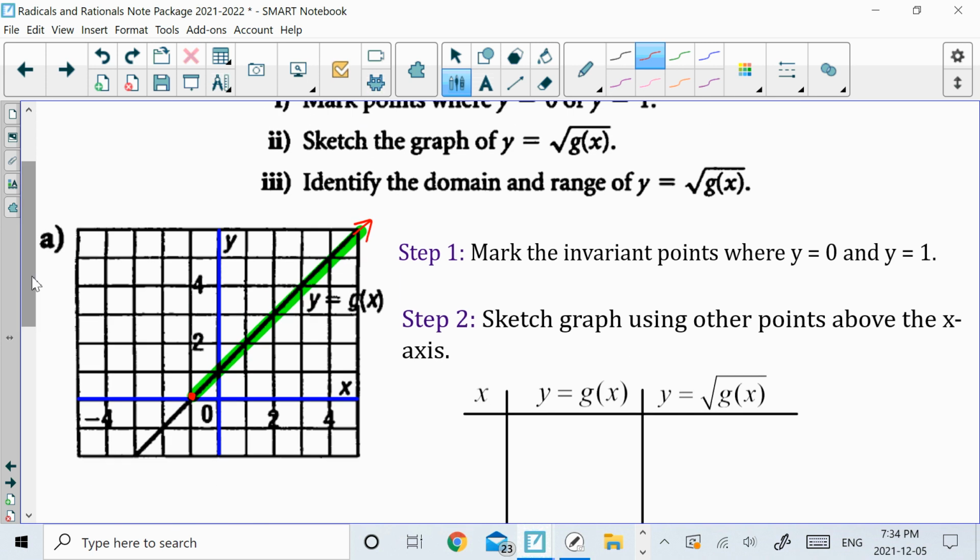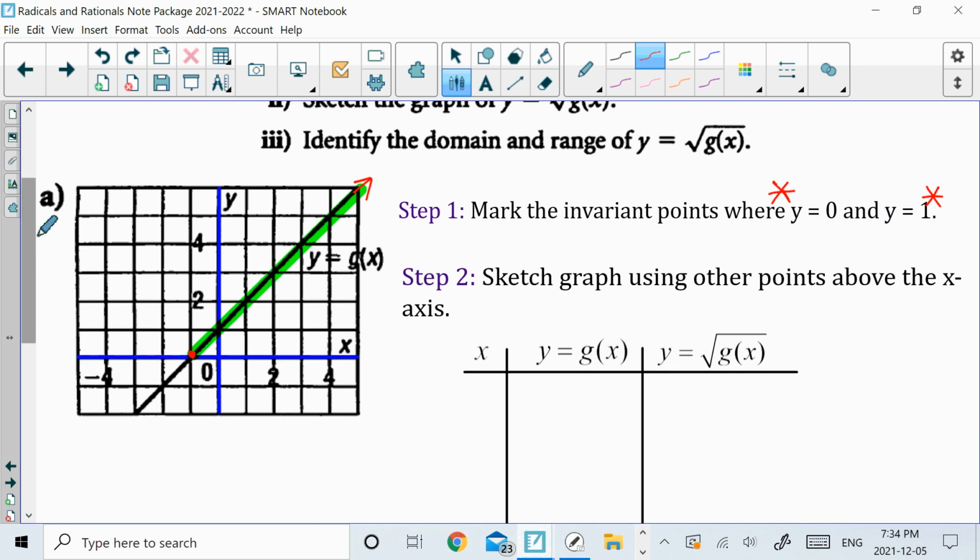Okay, let's sketch the radical graph now. So when we're sketching the radical graph, where you always want to start is at the invariant points. On radical functions, invariant points will always occur where y is equal to 0 and y is equal to 1. So you want to mark those invariant points on your original graph because they will be also on your radical graph. So this is an invariant point here because y is equal to 0, and this would be an invariant point because y is equal to 1. So those are your two invariant points.